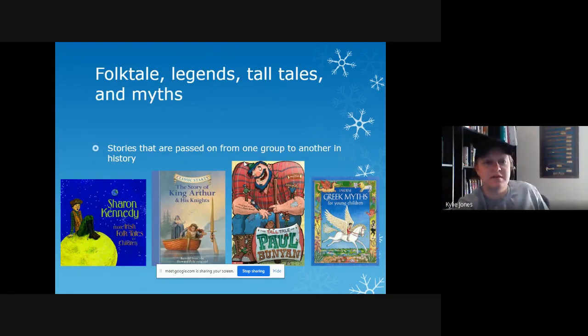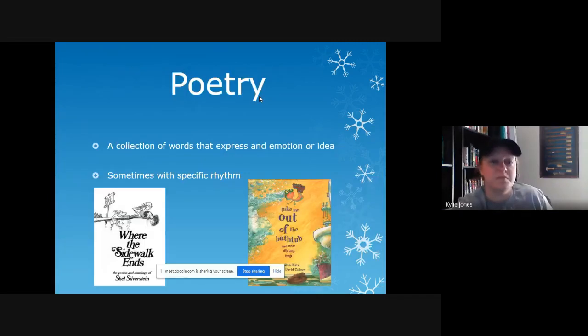Another type of fiction is folktale, legends, tall tales, and myths. These are all within the same realm. They're stories that are passed on from one group to another in history. So the Greek myths. Paul Bunyan is another one. The story of King Arthur and his knights. Any sort of folktale that you hear is folktales, legends, all of those things. But it's all fiction. And not the last one yet, poetry.